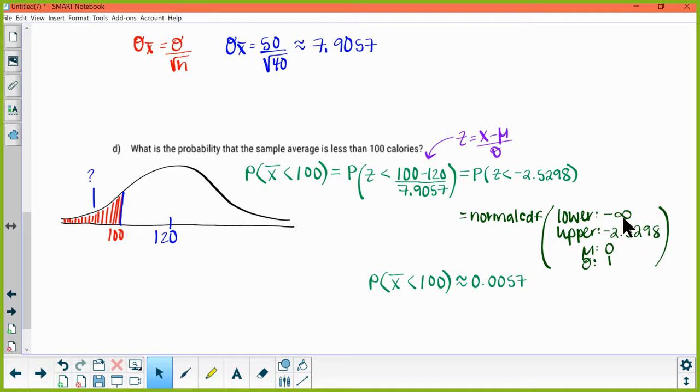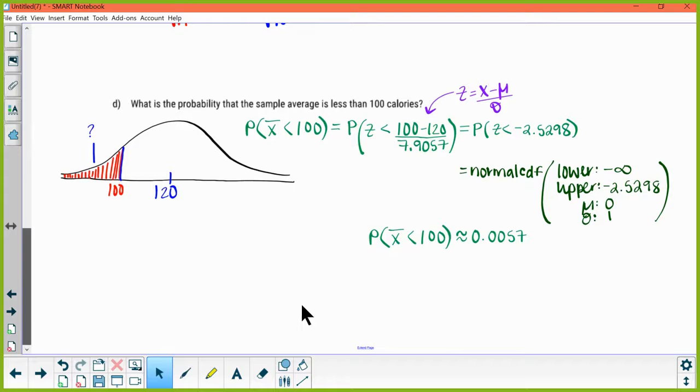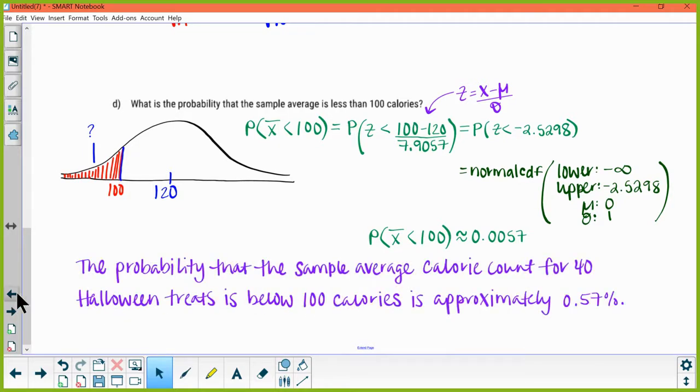Negative 1 E99 is how we represent negative infinity. So the probability that the sample average is less than 100 calories is 0.57. So what I'm going to do is write a little summary statement for this probability. Probability that the sample average calorie count for 40 Halloween treats is below 100 calories is approximately 0.57%.